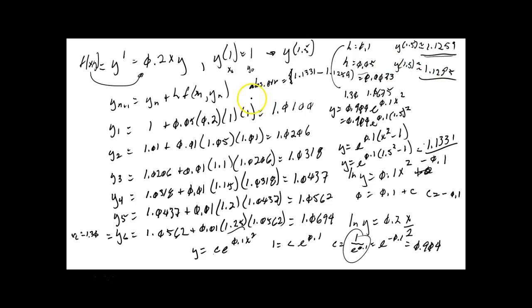Whereas for this answer, this is the 0.05 step size. The absolute error, I'm just going to write AE of 0.05, would be 1.1331 minus 1.1295.